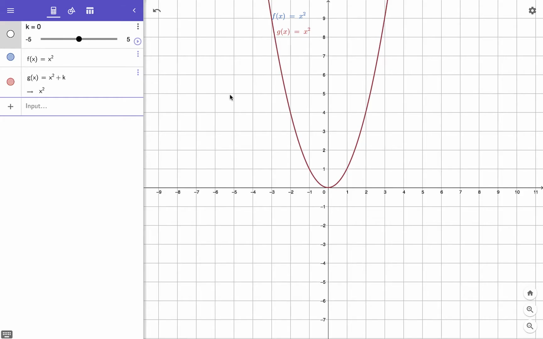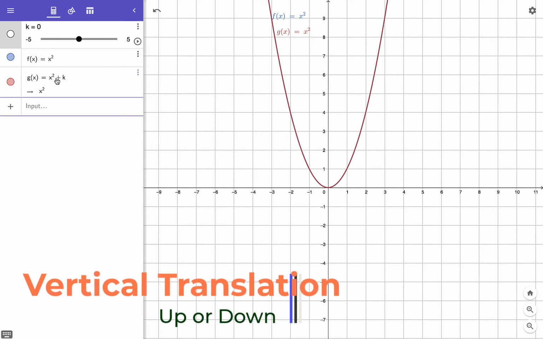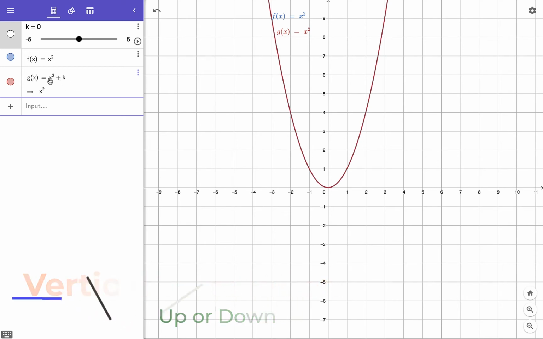Hello. In this video, I'm going to show the transformation applied to the parent function f of x equals x squared. I'm going to start with the translation k units up or down. In this case, if you add a constant to your parent function, the new graph is going to be a translation k units up or down, depending on whether k is plus or minus. Here are the values of k.